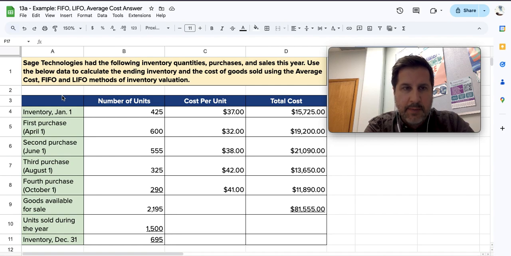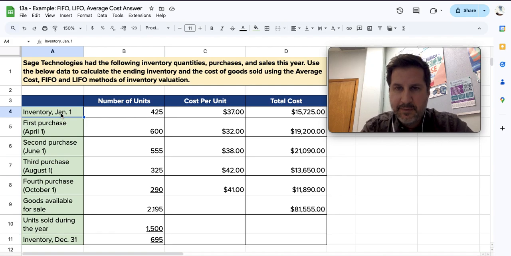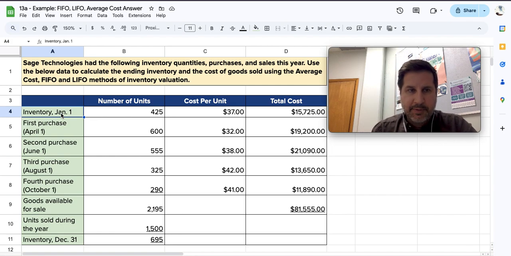You'll see that I have a number of inventory purchases. In this column A, you'll see that I had beginning inventory of 425 units. They cost me $37 per unit. So the total cost of that inventory, or the value of that inventory to me, is $15,725. I'm obviously going to mark it up and sell it for more, but that's how much I purchased it for from my supplier. I then did a purchase on April 1st, June 1st, August 1st, and October 1st.